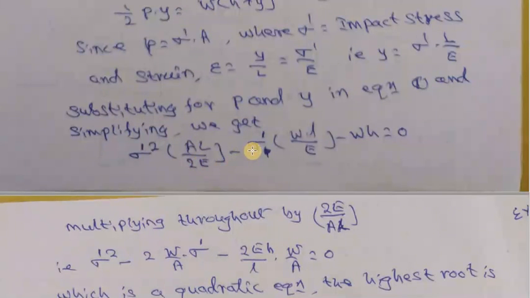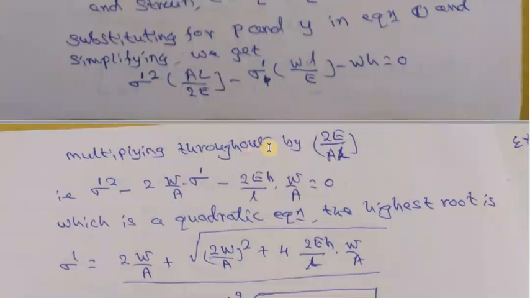When I substitute and rearrange the terms, I get sigma dash squared into AL by 2E minus sigma dash into WL by E minus W into H is equal to 0. So this is after rearranging the terms containing sigma dash square and sigma dash terms. Then I multiply throughout this entire equation by the reverse of this term, 2E by AL. So I have written here, multiply throughout by 2E by AL, that is the reverse of the component of sigma dash square.